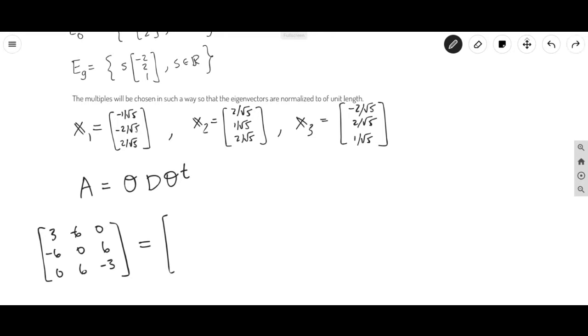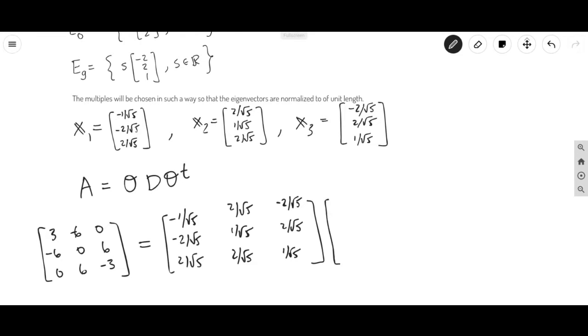So it'll be negative 1 over the square root of 5, negative 2 over the square root of 5, 2 over the square root of 5, and then you would have 2 over the square root of 5, 1 over the square root of 5, 2 over the square root of 5, and then you have negative 2 over the square root of 5, 2 over the square root of 5, 1 over the square root of 5. So that would be O.